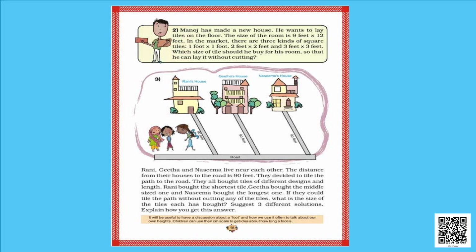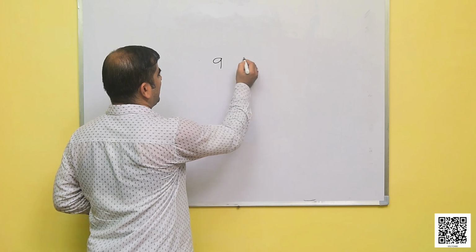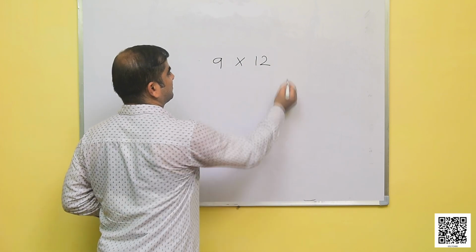Manoj has made a new house. He wants to lay tiles on the floor. The size of the room is 9 feet into 12 feet. In the market, there are 3 kinds of square tiles: 1 foot into 1 foot, 2 feet into 2 feet and 3 feet into 3 feet. Which size of tile should he purchase so that he can lay the tiles without cutting? Let us see. The dimensions are 9 into 12 feet.